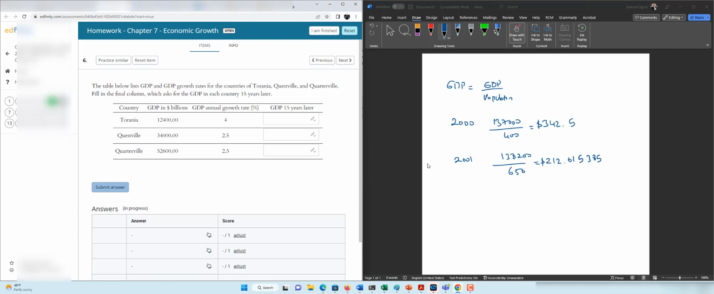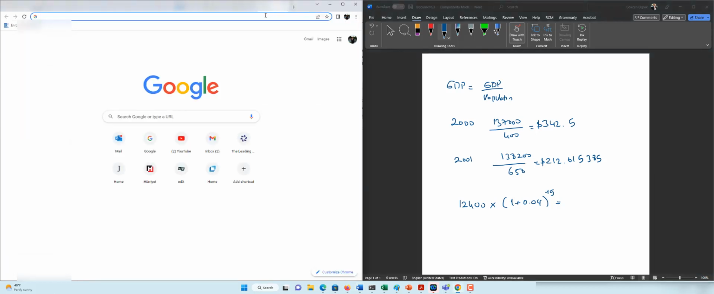So what you are going to do is get the initial value, 12,400. This is the formula that you need to use, which is 1 plus, you are going to write 4% in decimal form, 0.04. And then to the power is going to be the number of years. So this is going to tell us what the GDP will be if the GDP grows 4% per year after 15 years. You can use a Google calculator to calculate this.